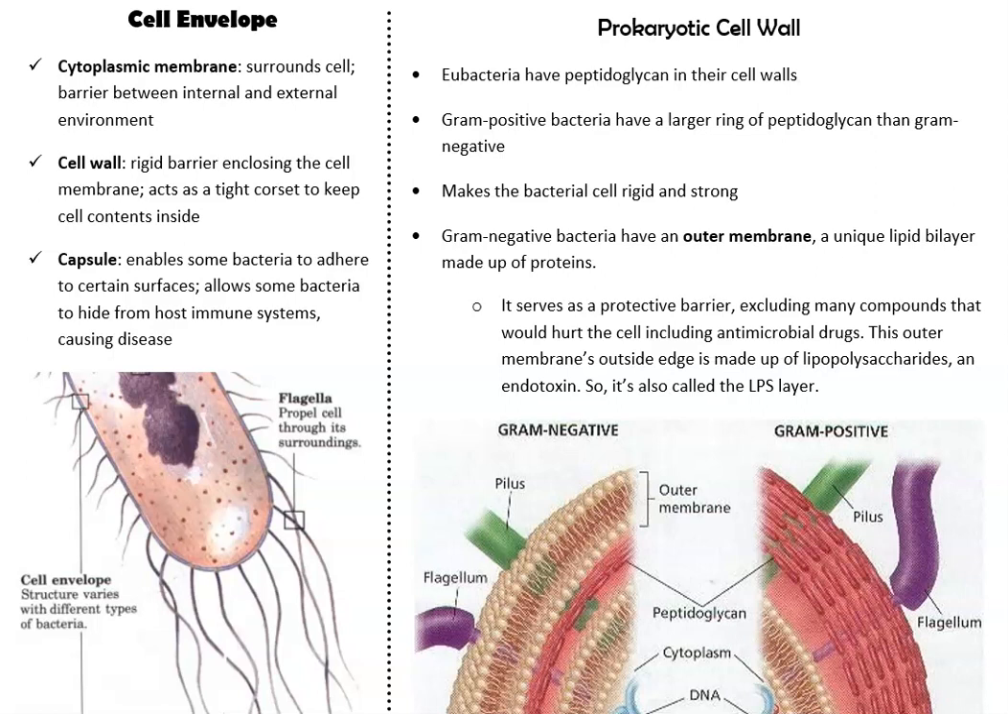Gram-negative bacteria have an outer membrane, a unique lipid bilayer that's made up of proteins. It serves as a protective barrier, excluding many compounds that would hurt the cell, including antimicrobial drugs. This outer membrane's outside edge is made up of lipopolysaccharides and endotoxin, so it's called the LPS layer.